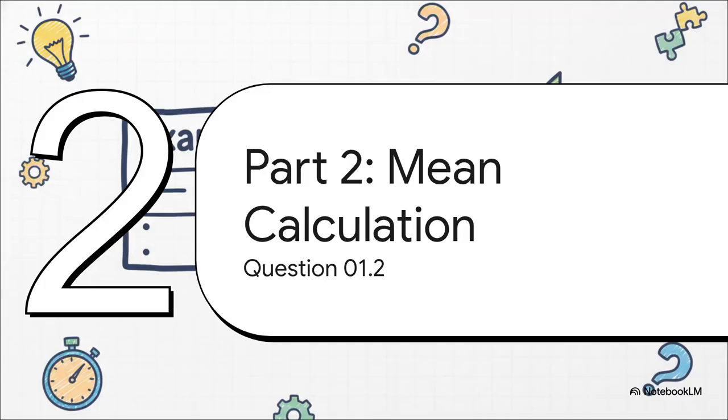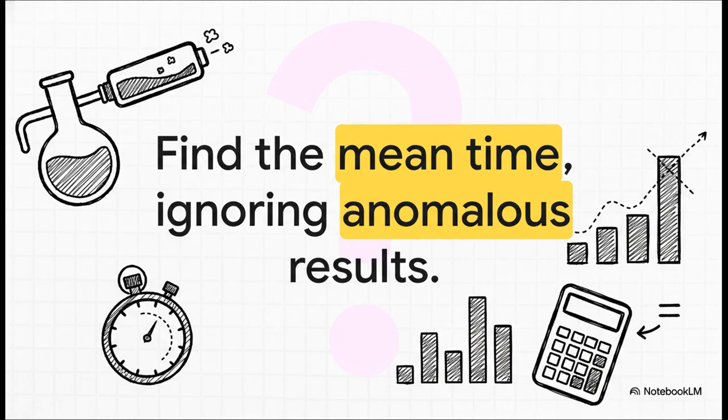Now for the big one. This is a 5-mark calculation question. For these, showing your working isn't just a good idea, it's absolutely essential, because there are marks available for every single step you get right. So, the task is to find the mean time. But look, there's a really important instruction there in bold: do not include any anomalous results.